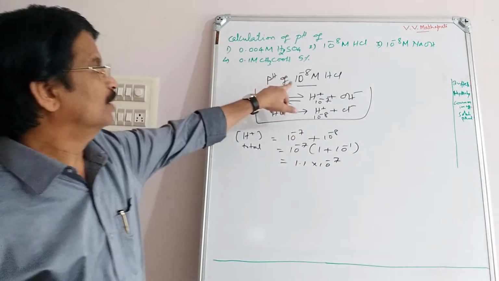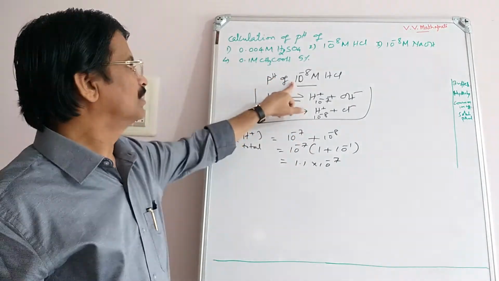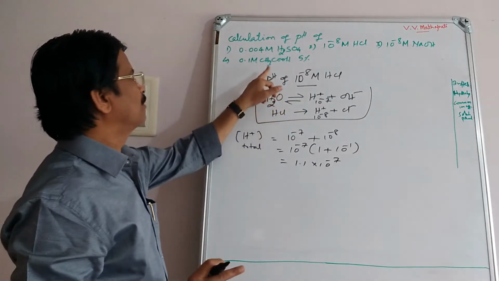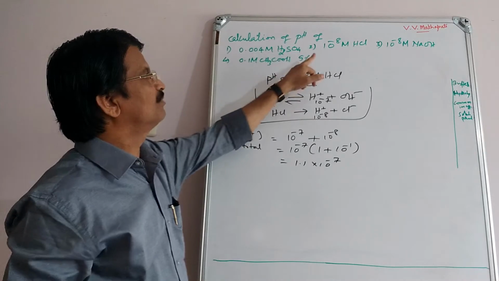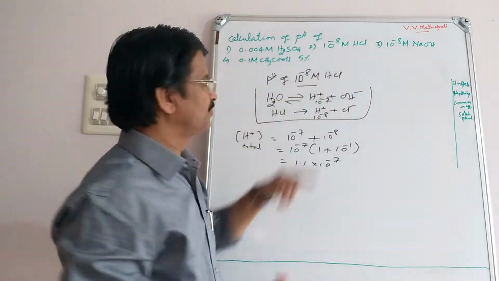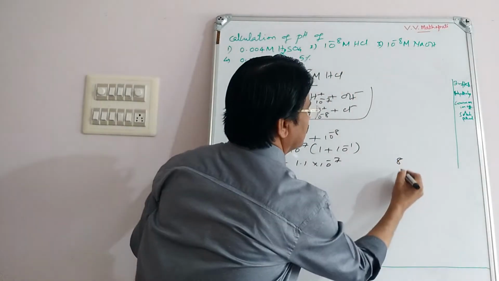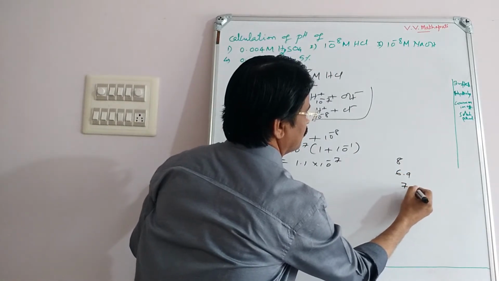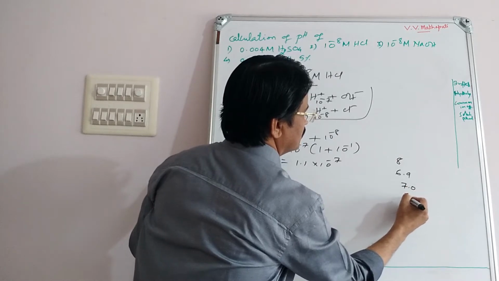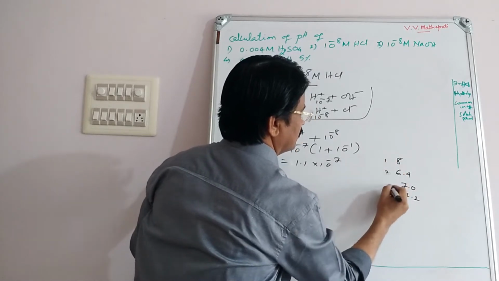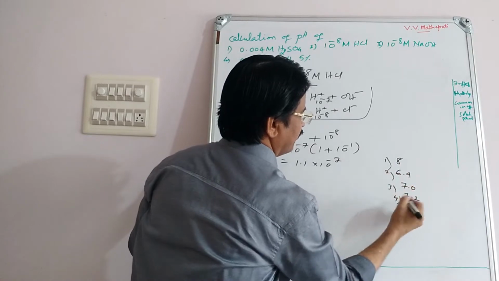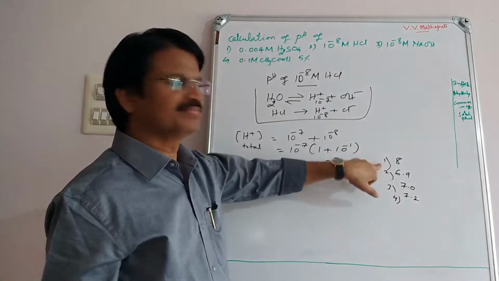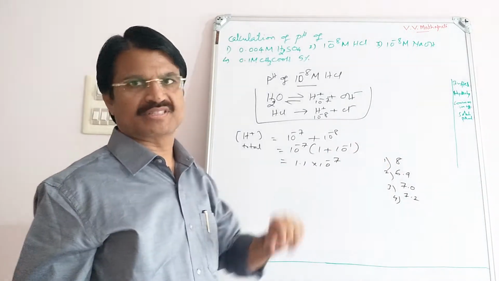The actual given value is 10 raised to minus 8, but don't take pH equal to 8, because they are asking the pH. The pH of 10 raised to minus 8 M HCl is, they can give options 8, 6.9, 7.0, 7.2. Some students will take the first, but the actual answer is the second, not the first.